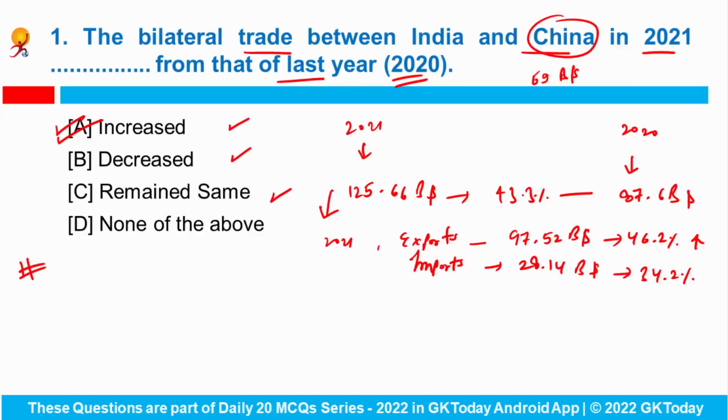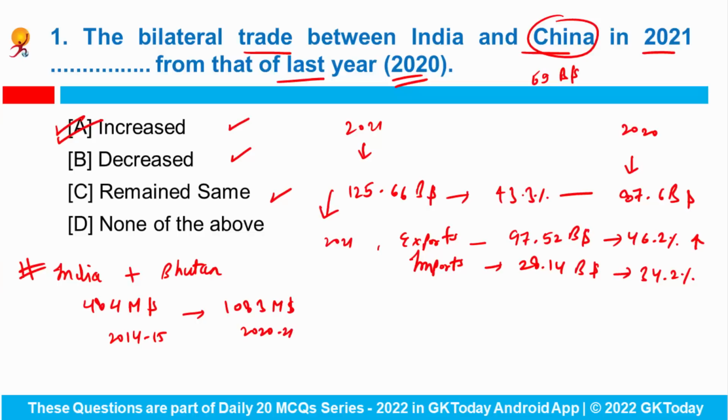Now last month we saw that trade between India and Bhutan rose from $484 million in 2014-15 to $1,083 million in 2020-21, and that's why India and Bhutan will have 7 additional entry and exit points for trade as part of measures to increase trade connectivity.